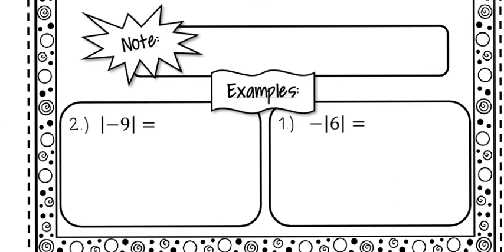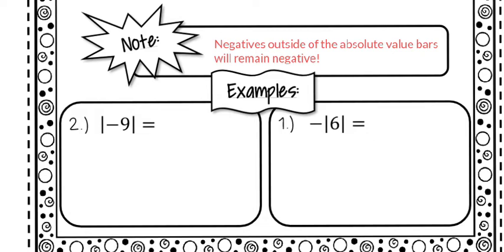There is a key note that we are going to include. Negatives outside of the absolute value bars will remain negative. We are not talking about the negatives inside the absolute value bars. It's only if the negative is on the outside of the absolute value bars.